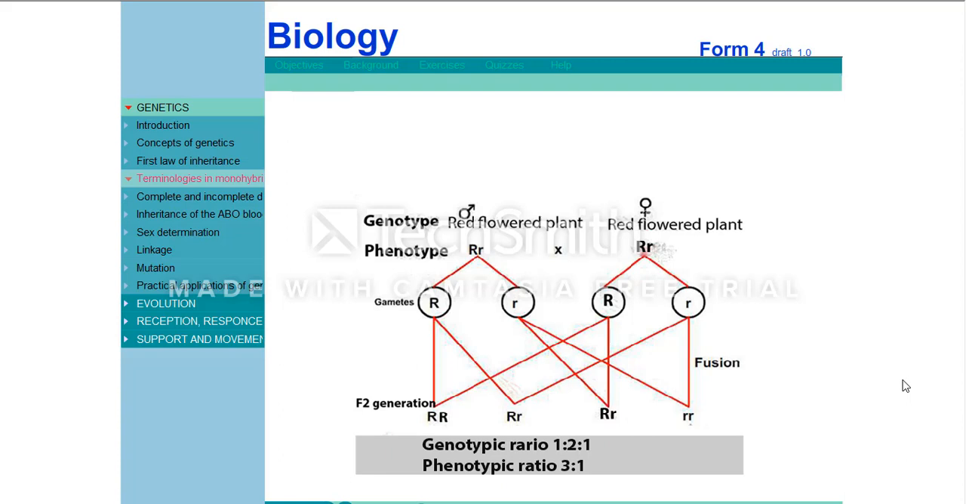First filial generation F1. These are the resulting offsprings or progeny of the initial parent in a genetic cross. Second filial generation F2. These are the offspring resulting from the cross of individual of the first filial generation. The first and second filial generations are shown on the following illustrations.